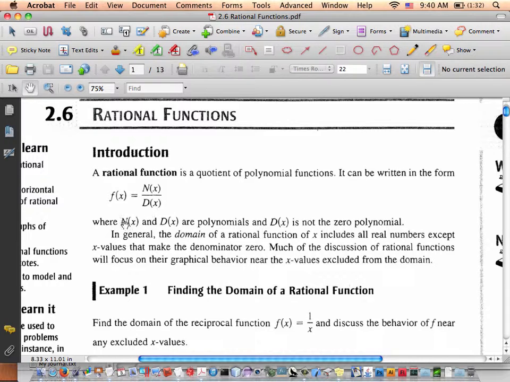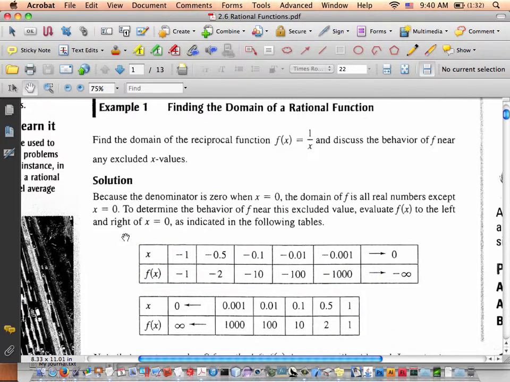Okay, so we just look at the first example. Here it says find the domain of the reciprocal function f of x equals 1 over x and discuss the behavior of f near any excluded x values. Well, look at the function. What is the numerator function? 1. The denominator function is x. And what are the zeros of the denominator function? 0 itself. So 0 is where we want to avoid.